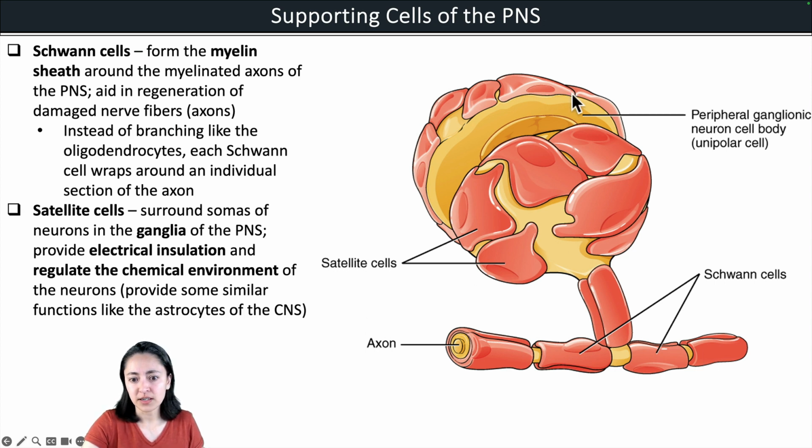Satellite cells, right here you can see the satellite cells over here. They surround the somas, or in other words, cell bodies of the neurons in the ganglia of the peripheral nervous system. Remember, the ganglia are like swellings on the nerves of the peripheral nervous system, and this is where we have synapses forming between different neurons of the peripheral nervous system. Satellite cells are really important in providing electrical insulation and also regulating the chemical environment of the neurons. They provide very similar functions to the astrocytes of the central nervous system.